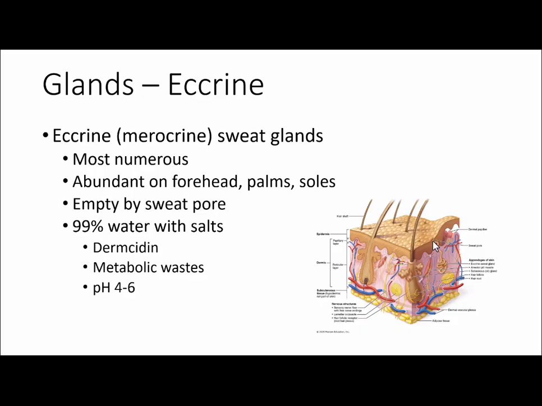The main role of the eccrine sweat glands is to thermoregulate, so it's to prevent your body from overheating. When you start to get really hot, your body's going to dilate your blood vessels and cause a significant amount of water loss through these sweat glands to help bring that temperature back down.